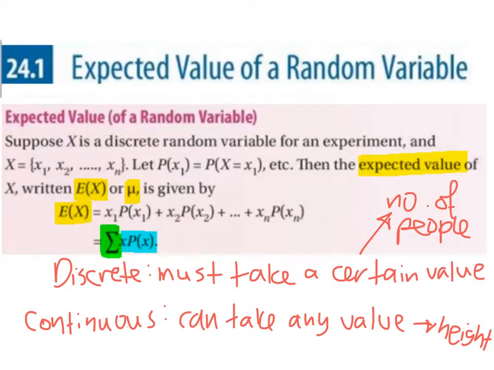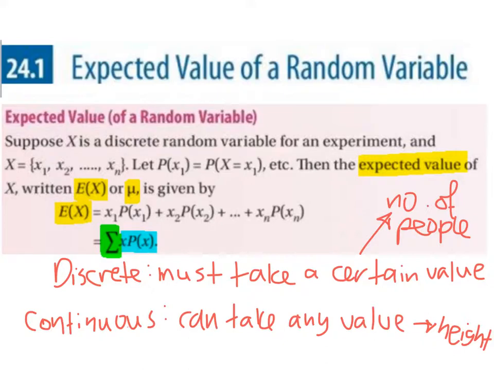It's important here to know the difference between discrete and continuous. Discrete data must take a certain value. For example, the number of people, the number of tables. You can't have half a person, you can't have a quarter of a table. So it has to take a certain value.